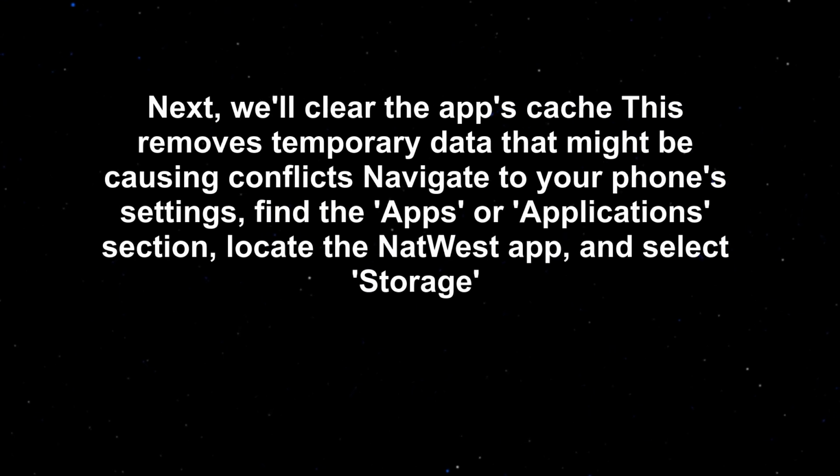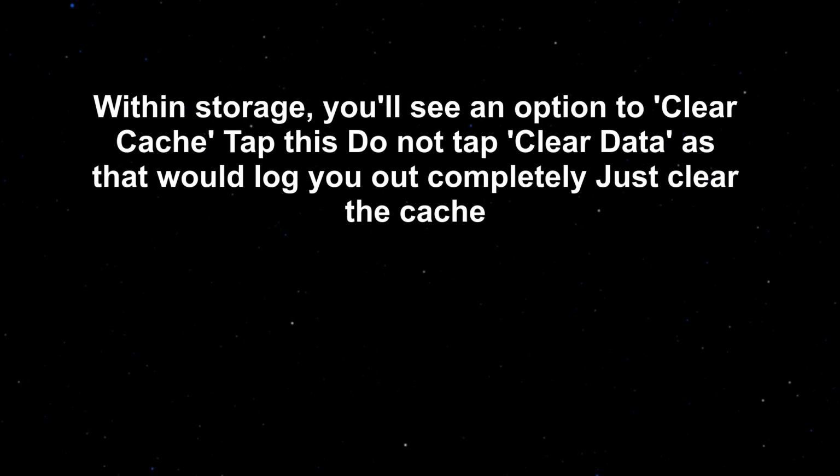Next, we'll clear the app's cache. This removes temporary data that might be causing conflicts. Navigate to your phone settings, find the apps or application section, locate the NatWest app, and select storage. Within storage, you'll see an option to clear cache. Tap this. Do not tap clear data, as that would log you out completely.